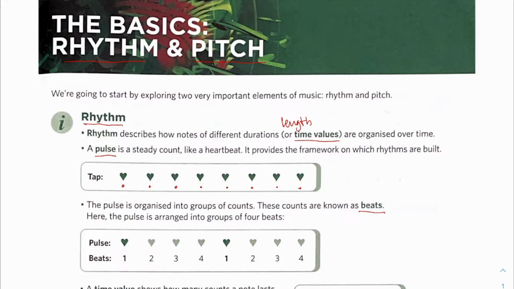Here, the pulse is arranged into groups of 4 beats. So we have ping, boom, boom, boom, ping, boom, boom, boom, like that. And if you actually count the beat, you will count it as 1, 2, 3, 4, 1, 2, 3, 4, like that. See that beat 1 is shown by a darkened heartbeat here and here, because beat 1 is the strongest beat in music and is the most important beat.